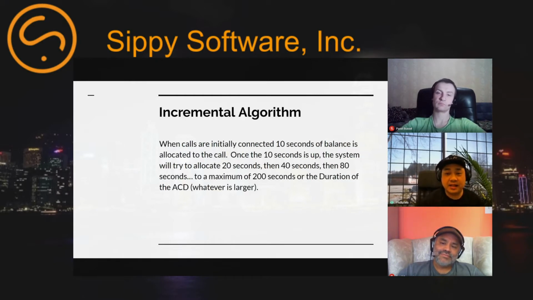In the incremental algorithm, we do something similar where we allocate time incrementally. So we start off with 10 seconds, and then the next time we check for balances, we'll try and reserve 20 seconds. And the next time we check, we're checking for 40 seconds and 80 seconds, to a maximum of 200 seconds, or the duration of the average call duration. So whichever value is larger is the maximum amount of time that will get reserved for the calls.